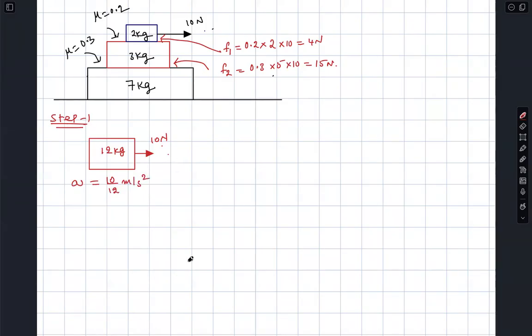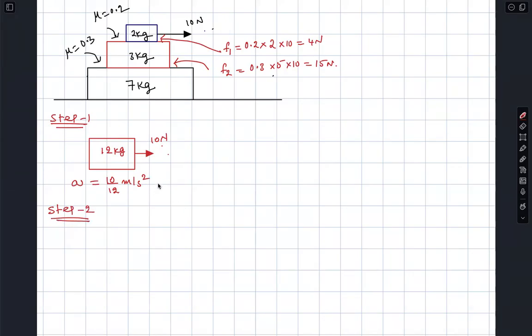I want a confirmation from every student. Have you understood till step 1? Yes or no? Confirmation from Tarnaka students. Understood. Thank you, boys. Thank you, girls. Now I am moving on to step 2. What is my step 2? Estimation of friction.